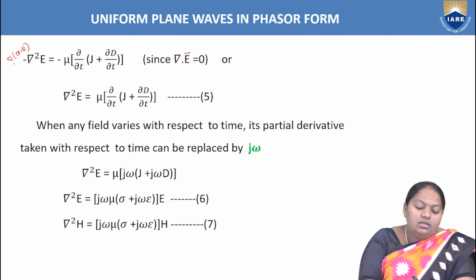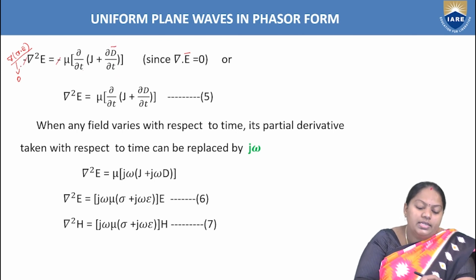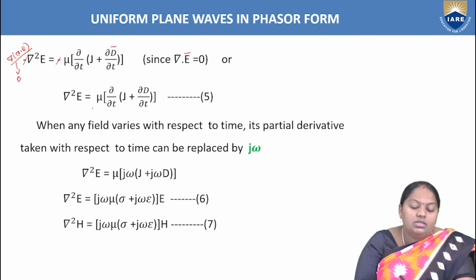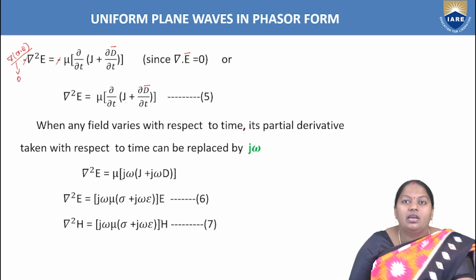Now, del of del dot E becomes 0 according to the static fields. Then minus del square E equals minus mu into dou by dou T of J plus dou D bar by dou T. Both sides, this negative gets cancelled. Then del square E equals mu into dou by dou T of J plus dou D bar by dou T. When any field varies with respect to time, its partial derivative with respect to time can be replaced by j omega, meaning dou by dou T is replaced by j omega.